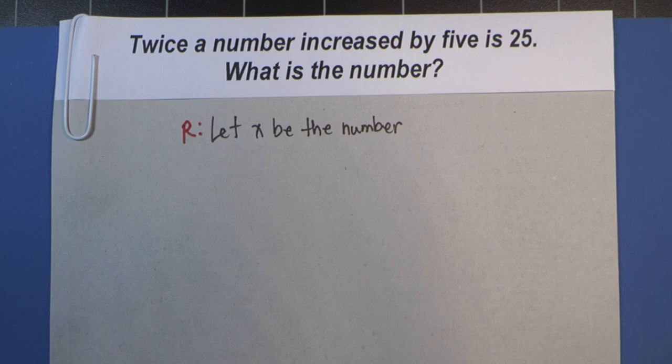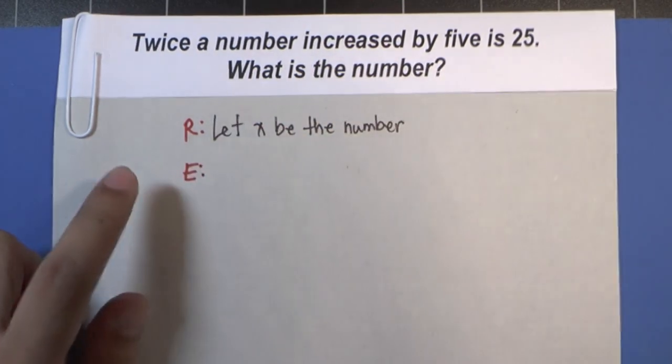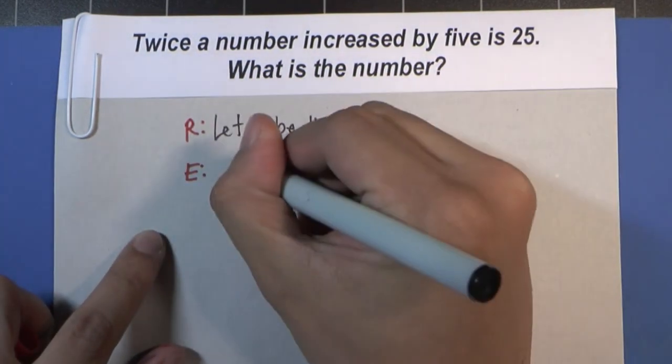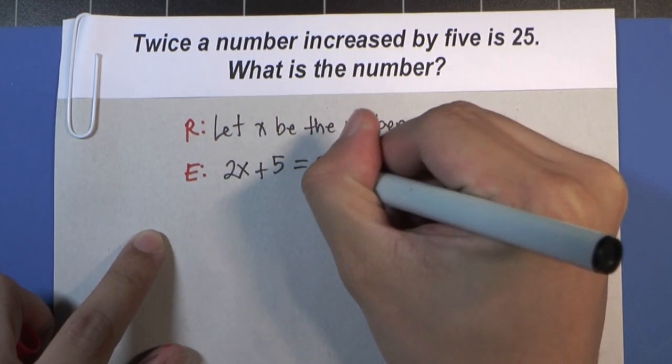Based on the given conditions in the word problem, we now formulate our equation. In the example, we are looking for a number, which we already named as x, that fits the given description. So, we have the equation 2x plus 5 equals 25.